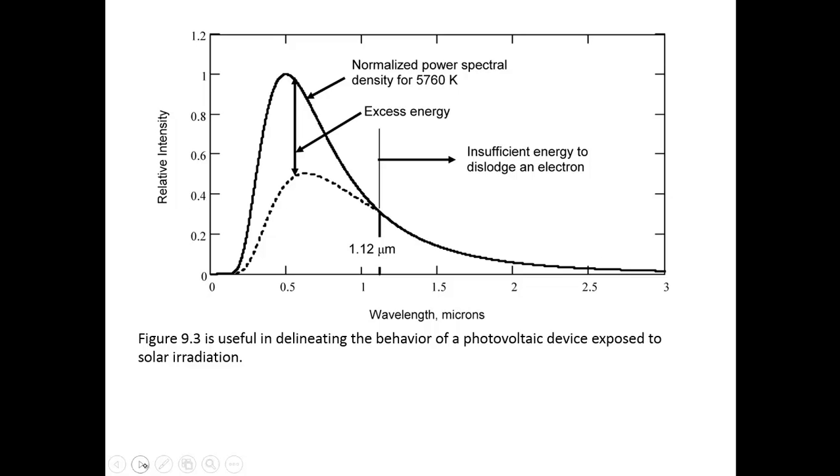So here you can see a graph in figure 9.3 in your book. This figure is useful in delineating the behavior of a photovoltaic device exposed to solar radiation. On the y-axis you have relative intensity, on the x-axis you have wavelength. Here is the threshold. Anything less than 1.12 microns has enough energy to dislodge a valence electron, whereas anything greater does not. And that is for the case of silicon.